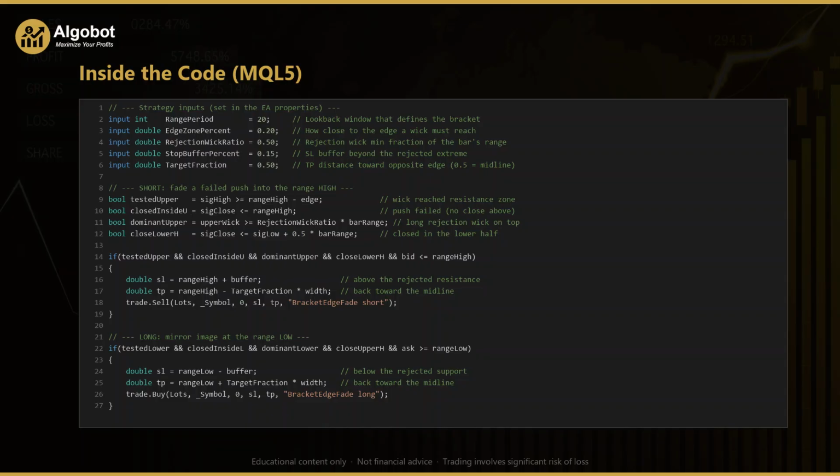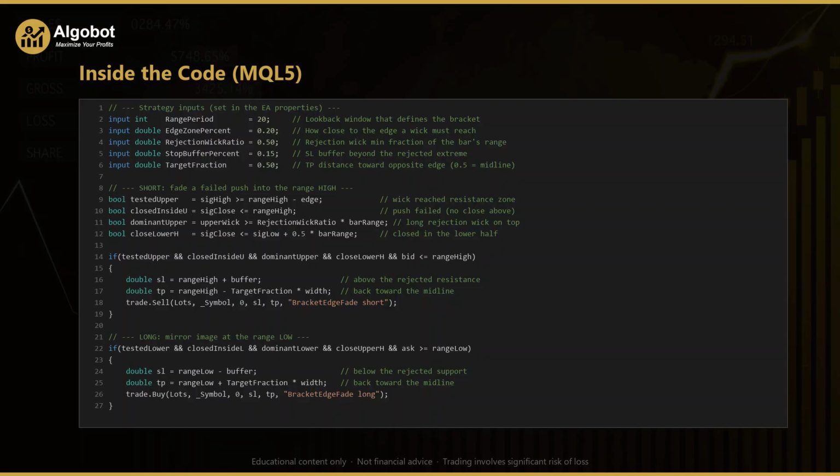Now the signal logic. For a short, the code reads the just closed candle's values. Tested upper checks the candle's high reached into the resistance zone. Closed inside confirms it closed at or below the range high, so the push failed. Dominant upper requires the upper wick to be at least the wick ratio fraction of the bar's range. And close lower half confirms the candle closed in its lower half. When all of those are true, and price is still below the range high, the EA sends a sell.